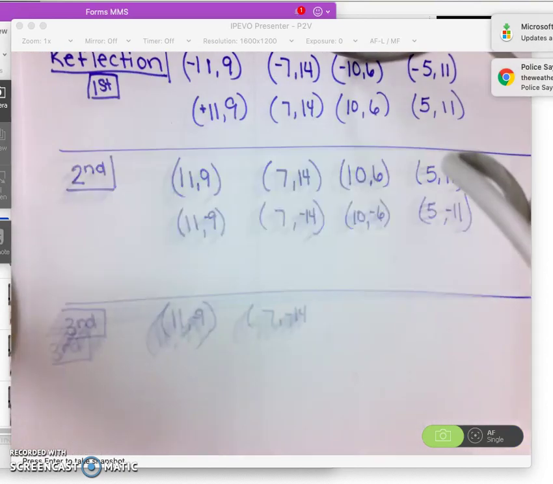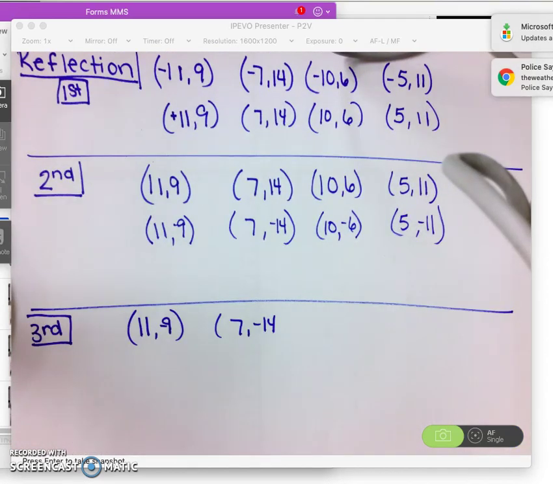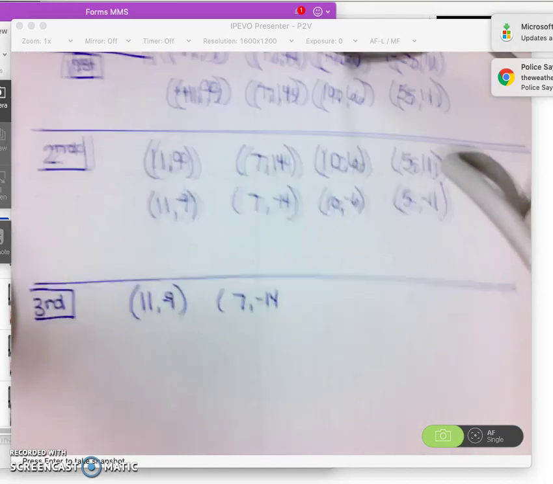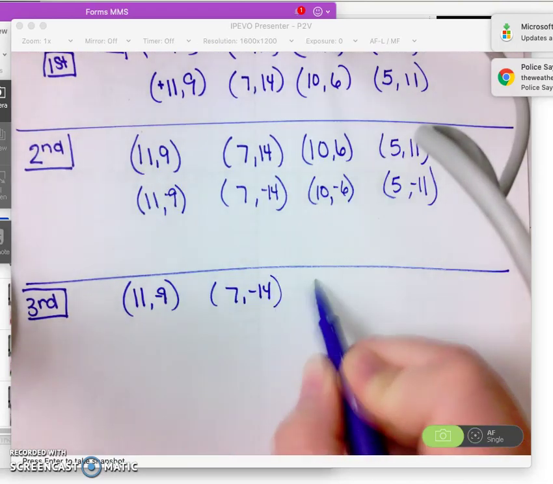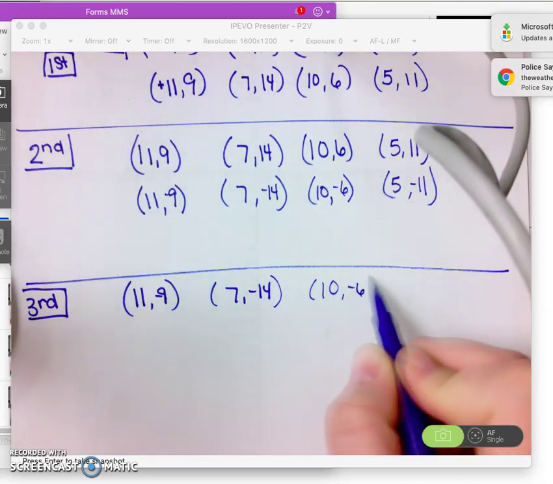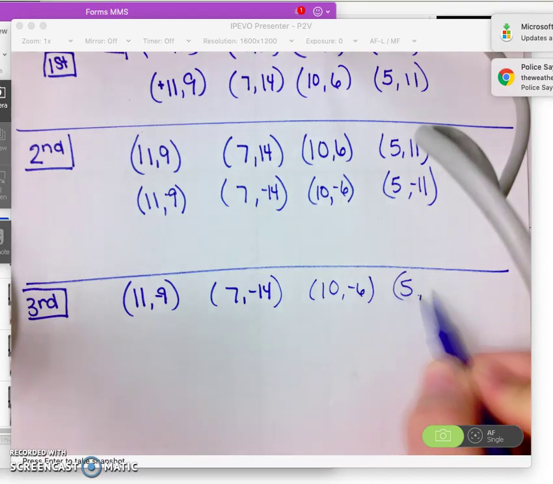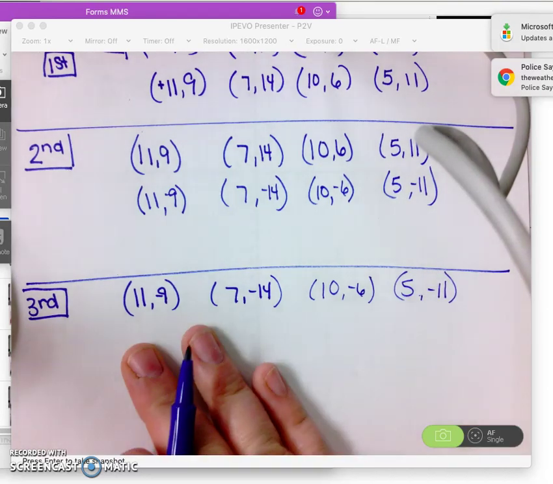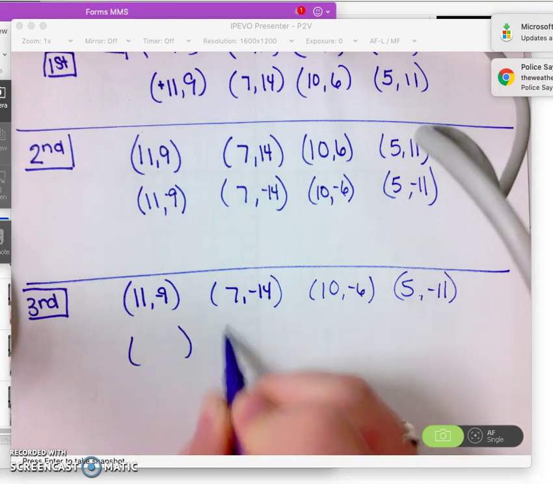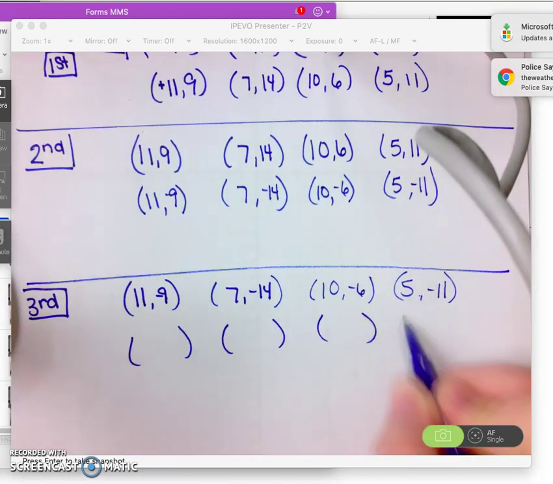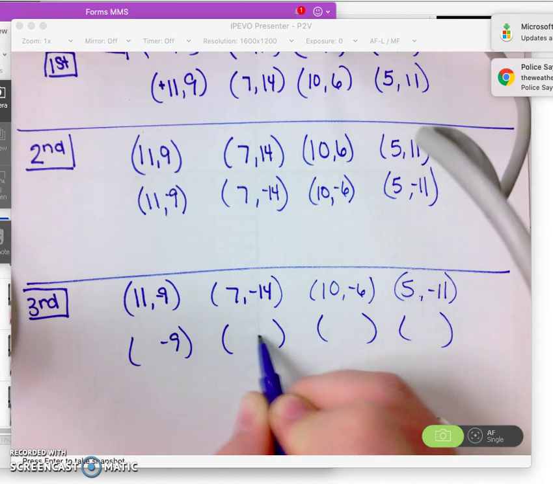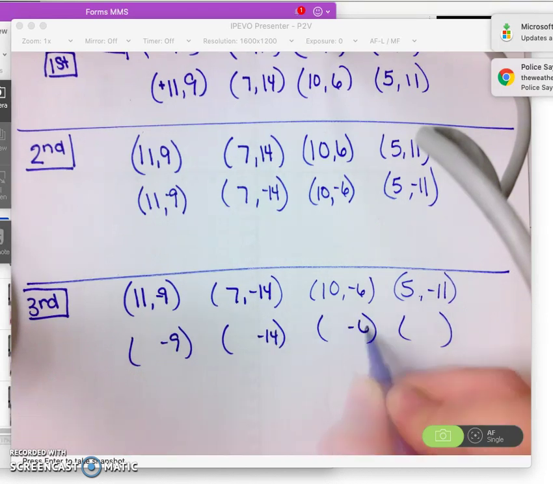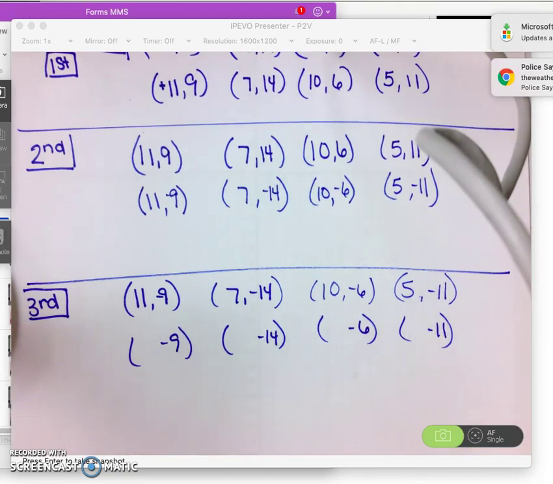Okay, so for my third translation, the last part, it says, reflect your second translation across your y-axis, plot your points, and draw your picture. So again, I'm going to write the last points that I had, and now my last one is going across my y, so my y's stay the same. So negative 9, negative 14, negative 6, negative 11.